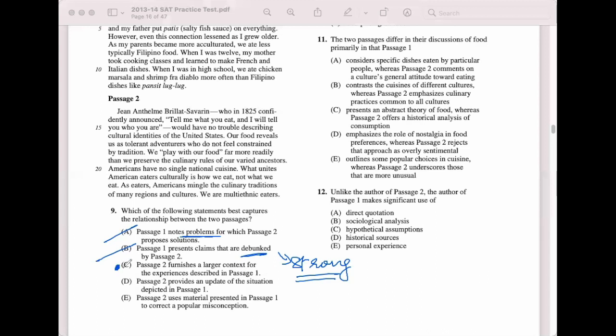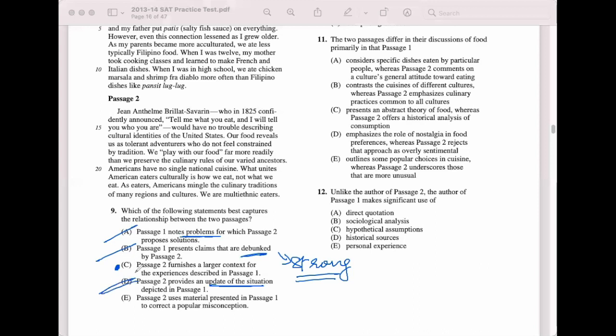Passage 2 provides an update of the situation. No, this update of the situation is a little off, right? First of all, update sounds better for something like a software, or something like a gadget. This is a social situation, an anthropological situation. So I don't like option D.